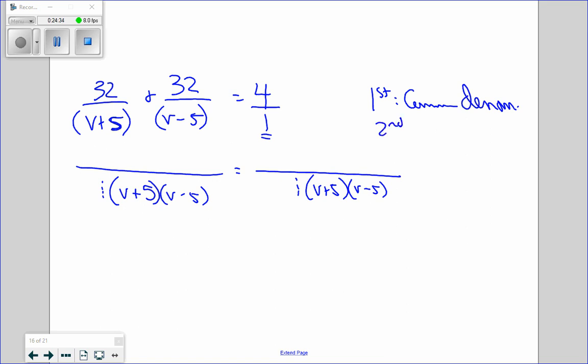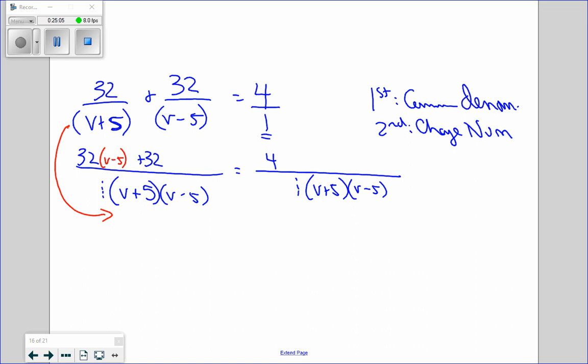second thing you're going to do is you're going to change your numerators. Okay, so the first denominator is V plus 5. What did this denominator get changed to? What was added in? V minus 5. So if I put in a V minus 5 on the bottom, I have to put a V minus 5 on the top.